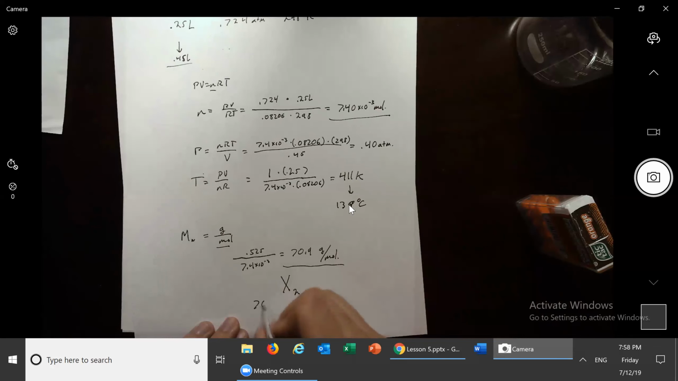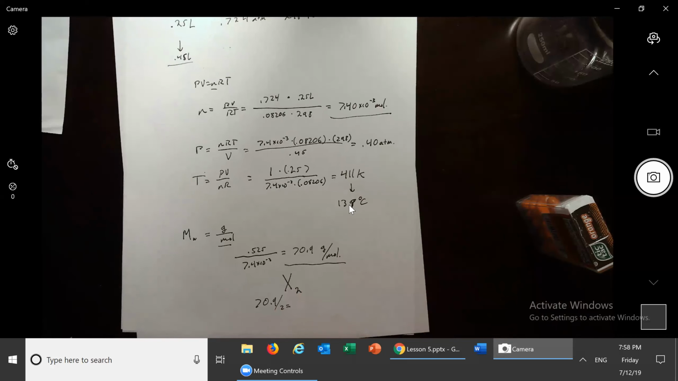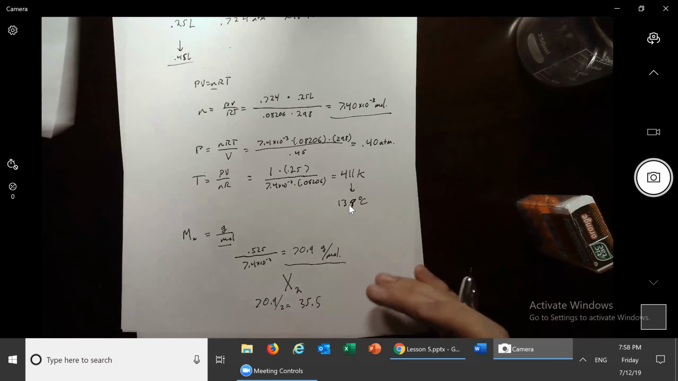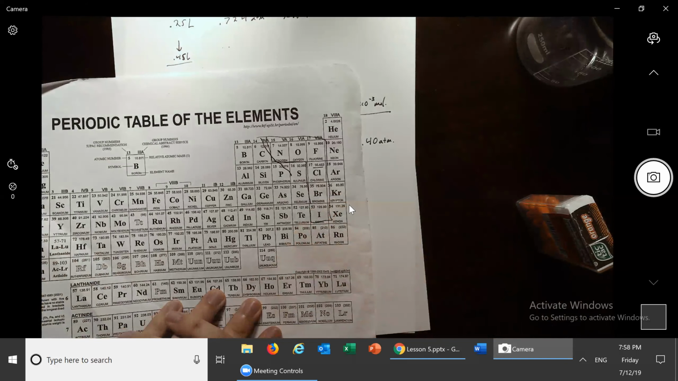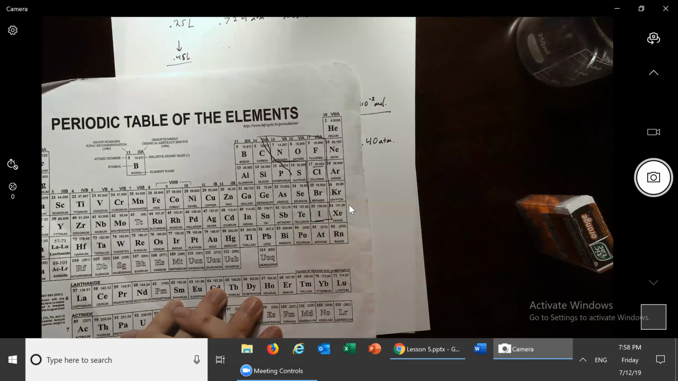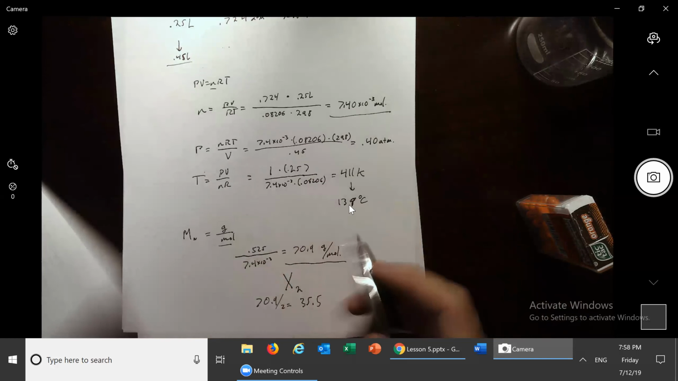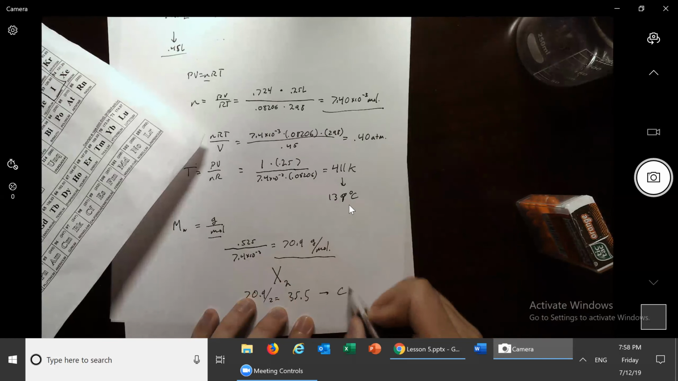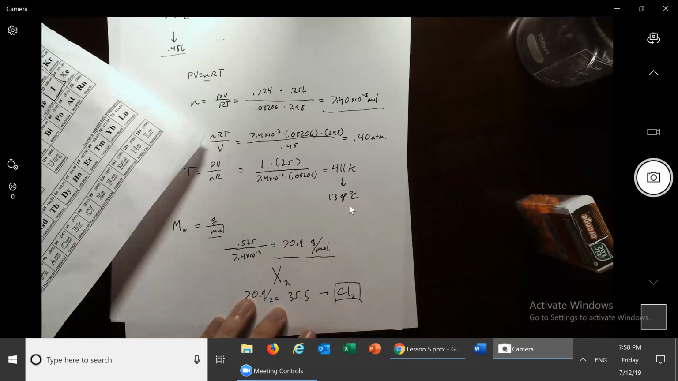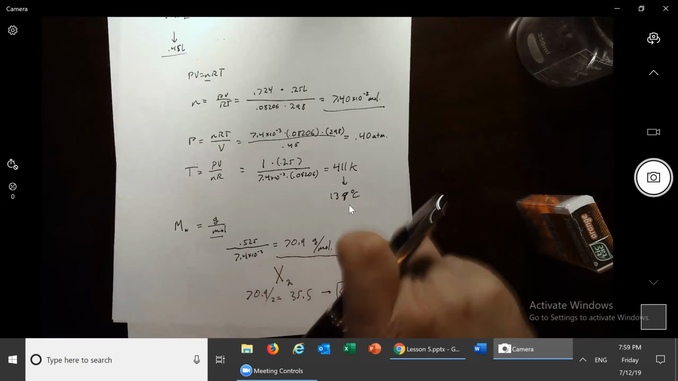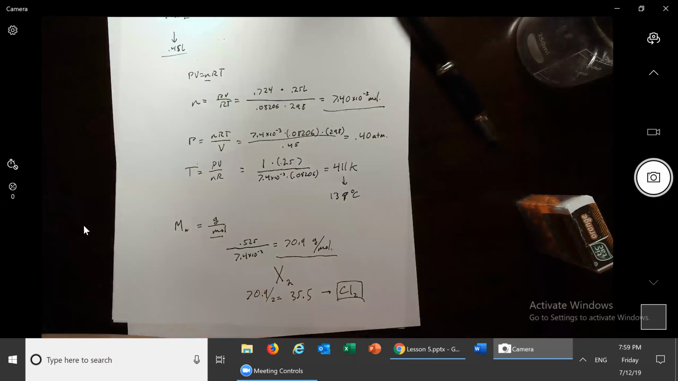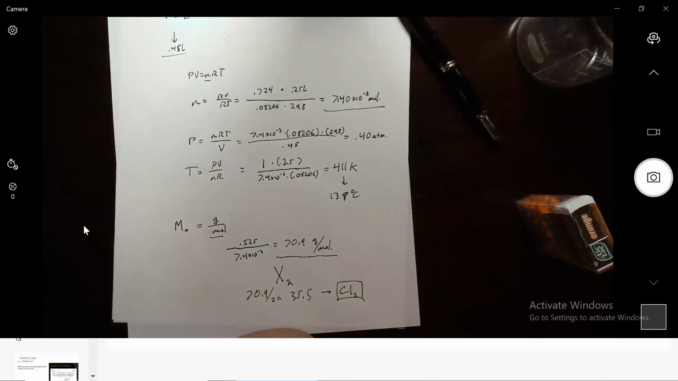Dividing by 2, we get 35.5. Now let's see if there's an element like that. Oh, great, chlorine, 35.45. So the answer is that the sample is Cl2. Does anyone have any questions? If not, we can take a 10-minute break.